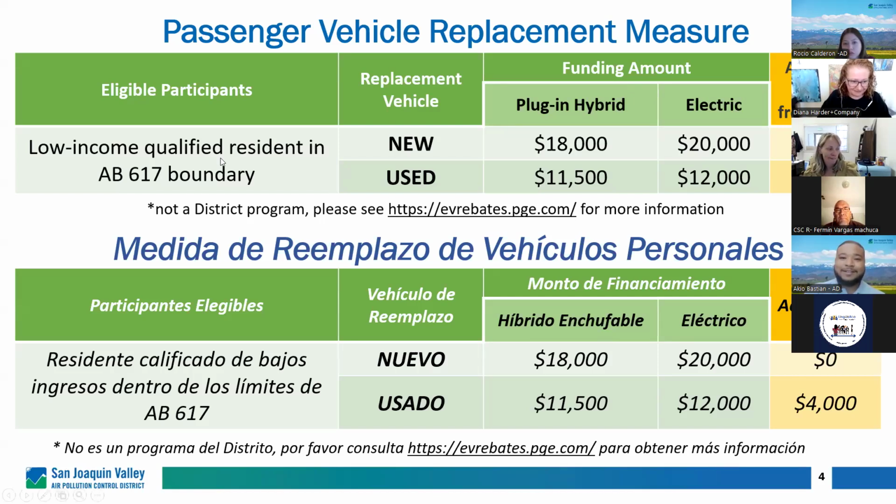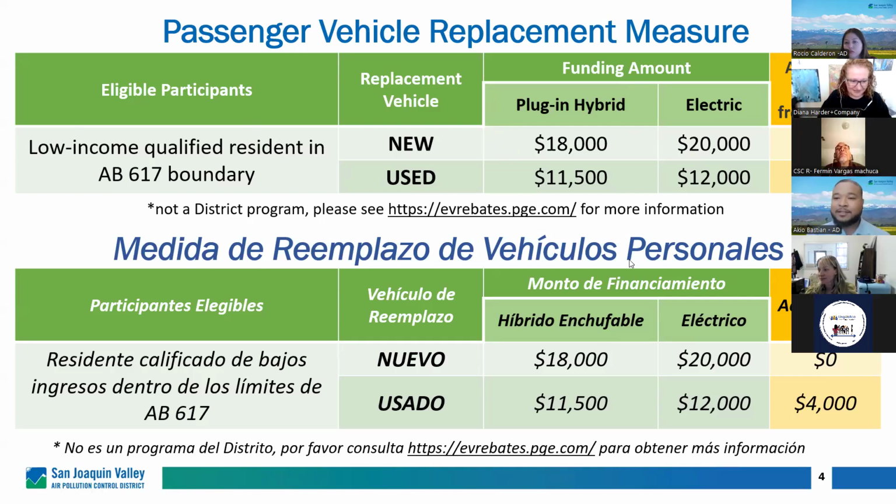Thank you, Jess, and good evening, everyone. My name is Akio Bastion with the Valley Air District. All right, let's get into this passenger vehicle replacement measure. It's intended for low-income qualified residents that reside within the Shafter AB 617 boundary. And with this program, you'll have the opportunity to receive either $18,000 towards the purchase of a brand new plug-in hybrid electric vehicle, or $20,000 towards the purchase of a fully battery electric vehicle through the program.